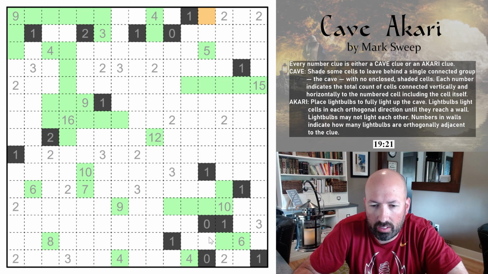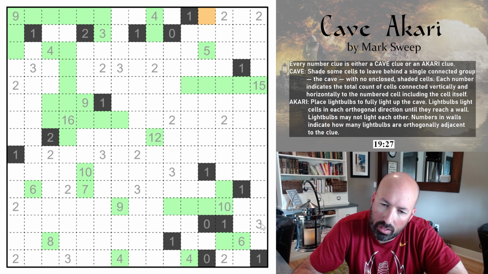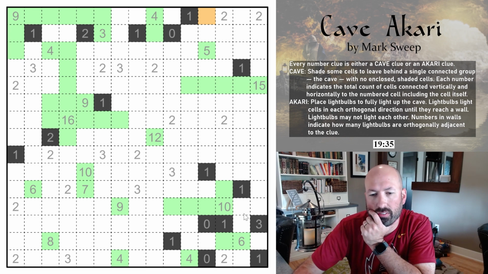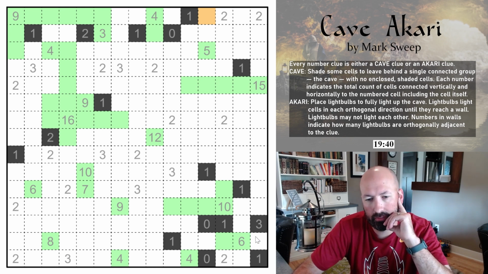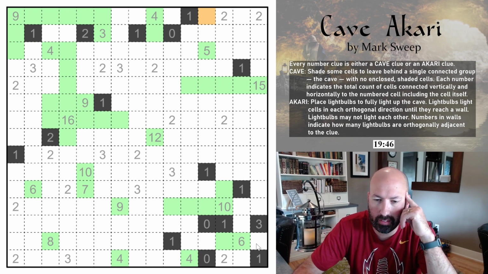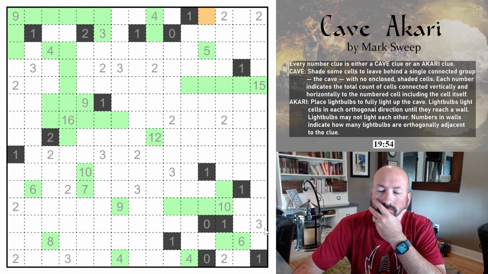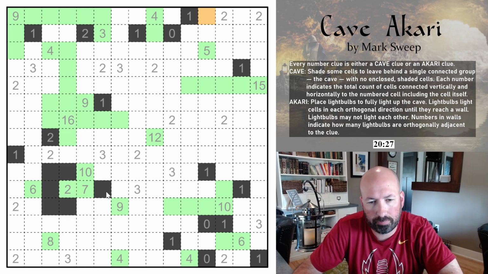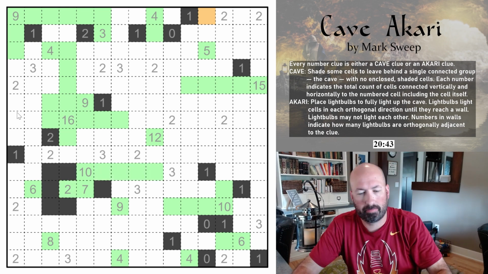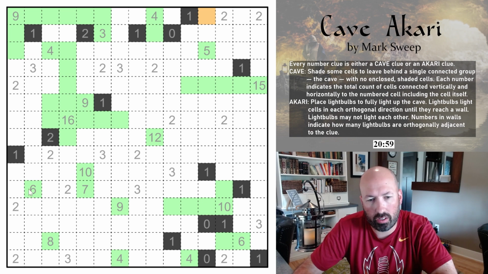All right, so where do we need to look? Is it the 6 down here? What about the 3? Can this 3 be a wall? It would have to have cave all around it because it would need 3 lights. But I think that's possible. So, where should we be looking now? That all seems fine.